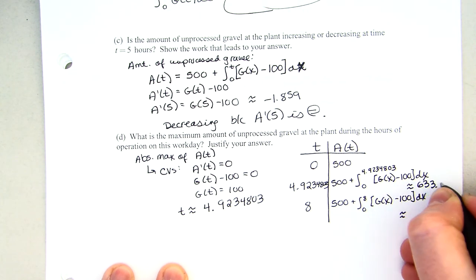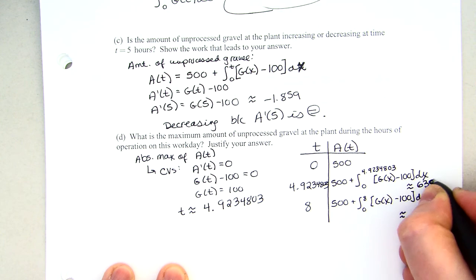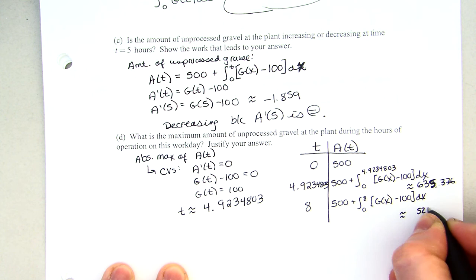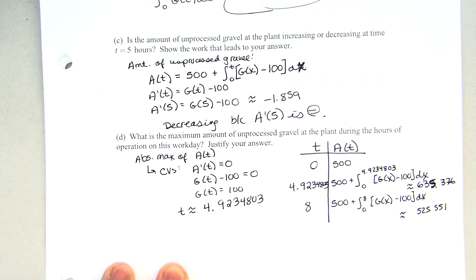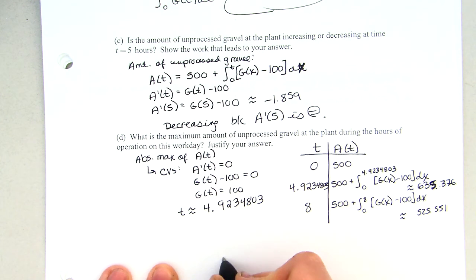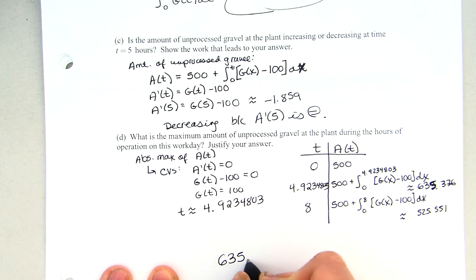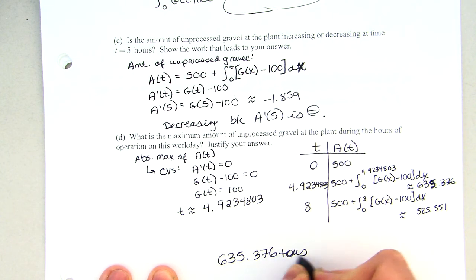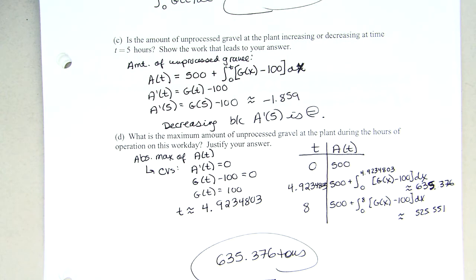Maybe 635 rather, 0.376, and then 525, 0.551. We care about the time in the middle in this case, although again, it could have been reasonable to be at either of the endpoints. What's our answer? 635, sorry, 0.376 tons of gravel is the maximum amount they're going to have there during the day.